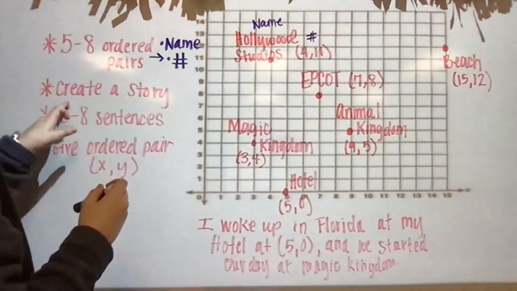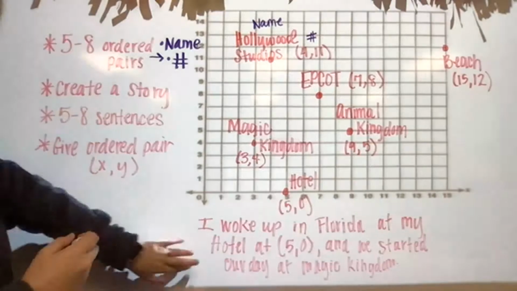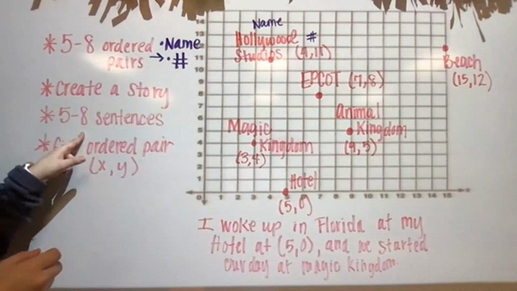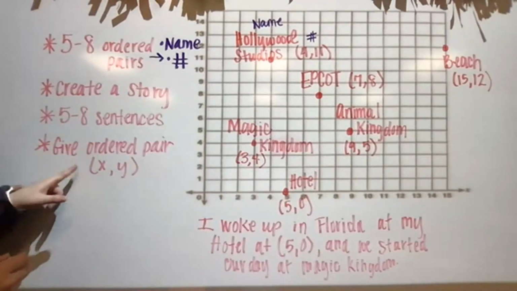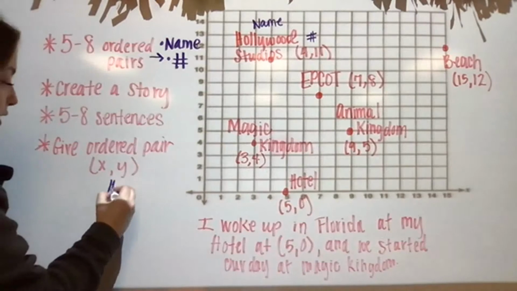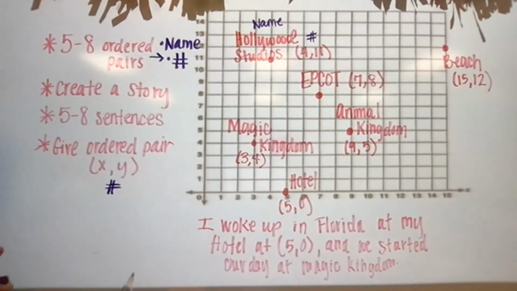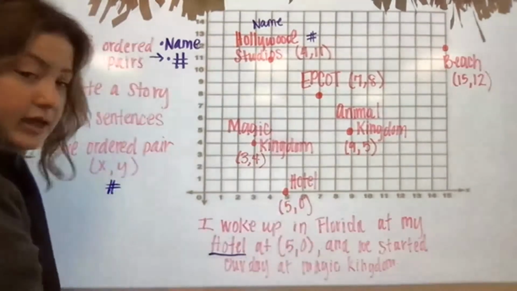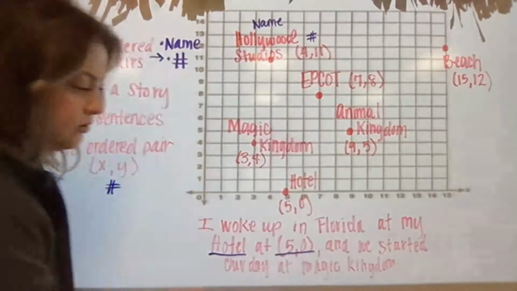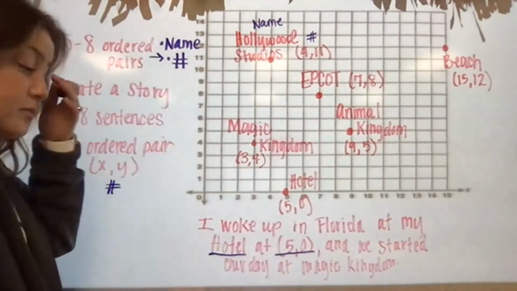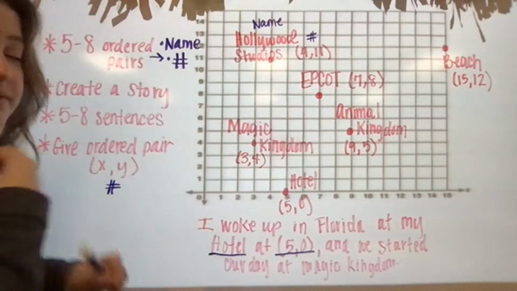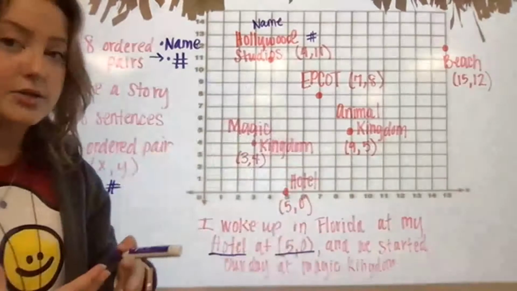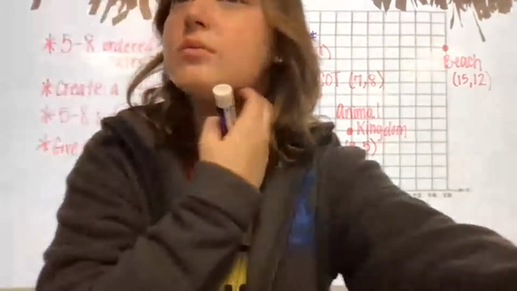Okay. Then you need to create a story. So you're creating me a story using 5 to 8 sentences, and you're going to give me the ordered pair in your sentence. You're giving me the number in the sentence as well as the name. Okay. So just like how I wrote, I woke up in Florida at my hotel, there's the name, at 5:00. Okay. You have to mention to me all of the locations and their ordered pairs.